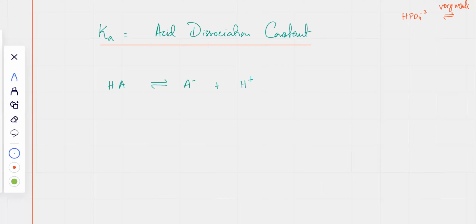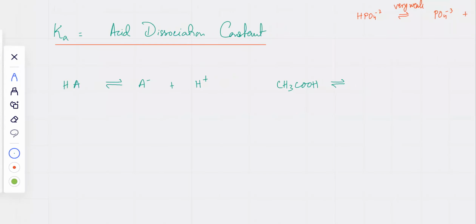I'm going to take an example of ethanoic acid, and use that as comparison. So it's going to dissociate and produce this ion and release an H+ ion. Now the equilibrium expression for this is going to be product concentration divided by reactant concentration. So it's the A- concentration multiplied by the H+ ion concentration.